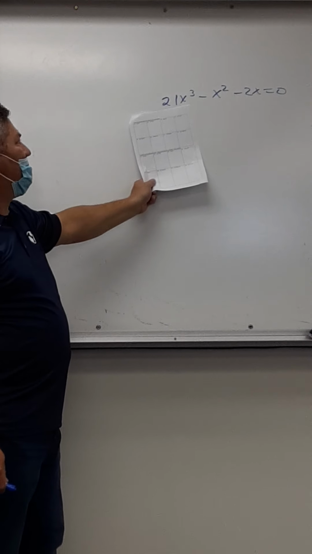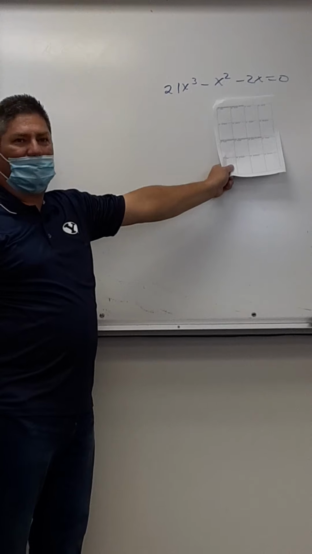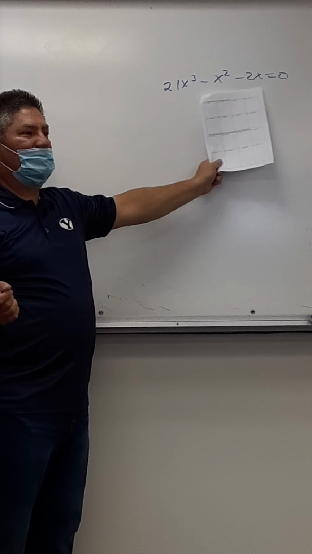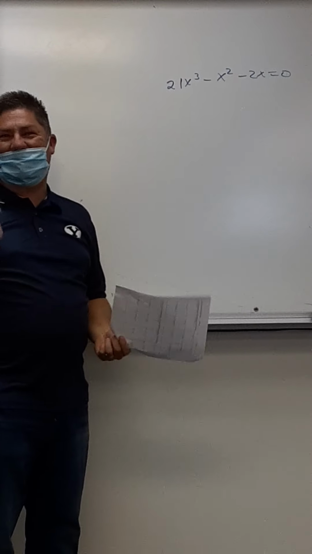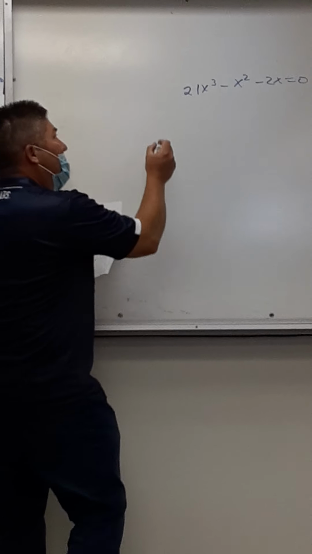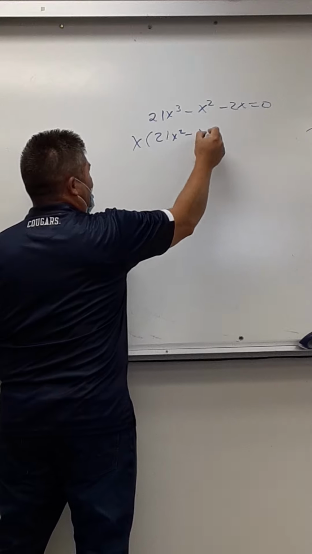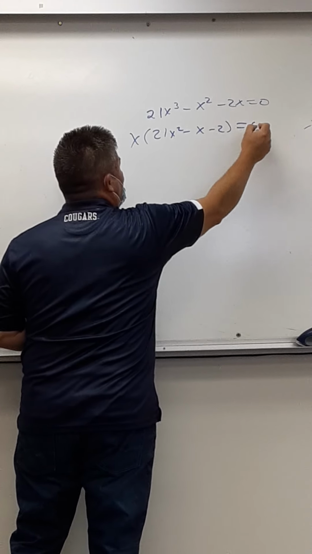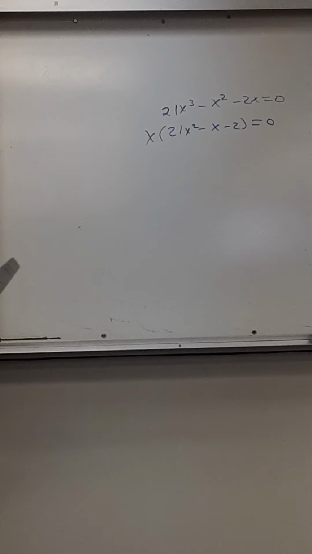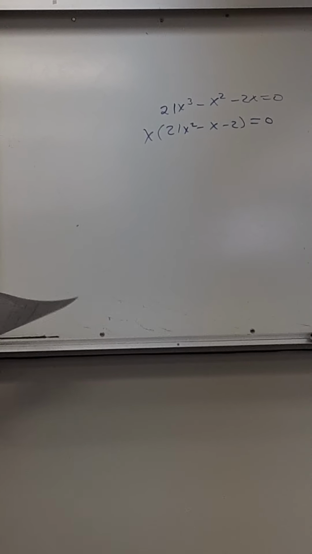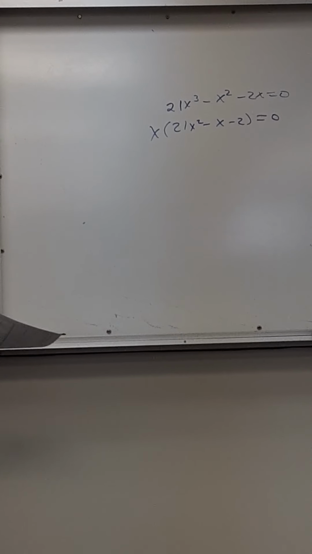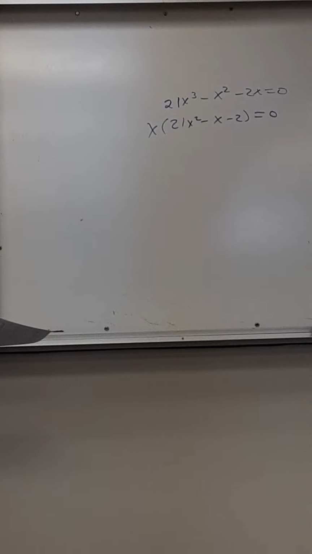21, I don't know. 21 doesn't factor, or neither does 2. But what does factor out of each term? Oh, x. Just an x. That's kind of a trick question, right? But there is an x on this one. It leaves 21x squared minus x minus 2 equals 0. Again, factoring it out means I divide it out. Okay? So there we have it. Now what? Now you do the box method.